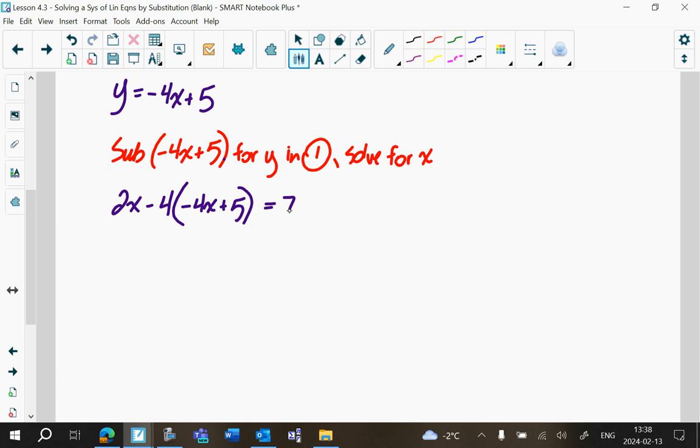All right, we got to remember got to get rid of the parentheses by multiplying everything inside by negative 4. What do I get when I do that? Positive 16x minus 20. I can add like terms to get 18x minus 20 is equal to 7. Now 2 steps. Take the minus 20 first, and then divide by 18. So I get 18x is equal to 27.